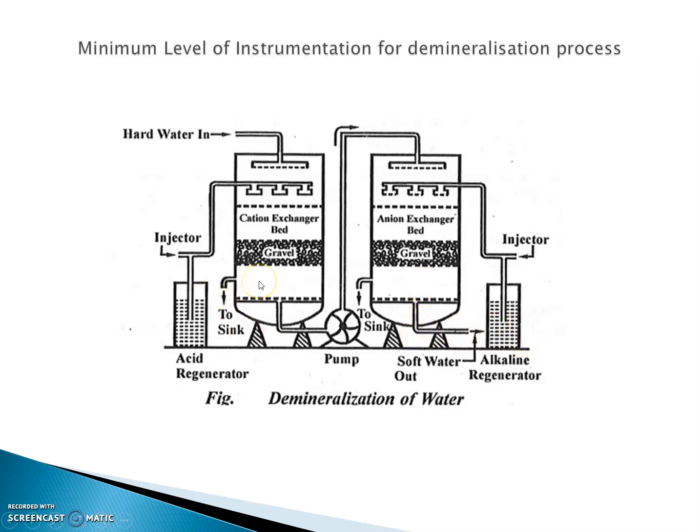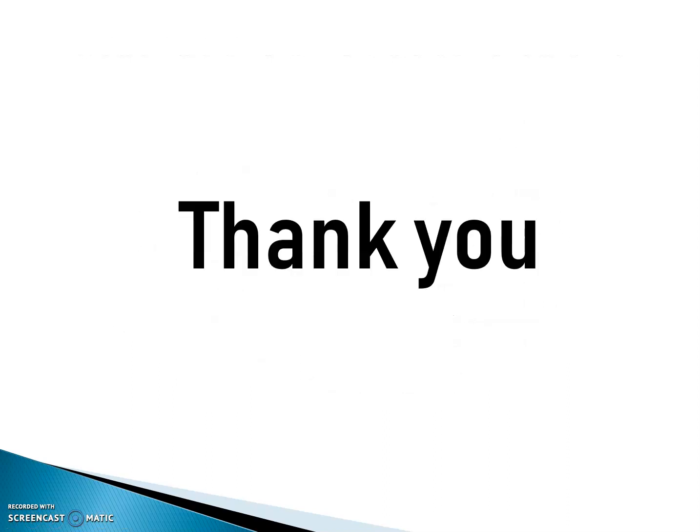Suppose the resin is getting exhausted, here we have another compartment, an acid regenerator. From this we pass HCl to regenerate the cation exchange resin, and here we have an alkaline regenerator. From this we regenerate the anion exchange resins. That's all about the demineralization process. Thank you.